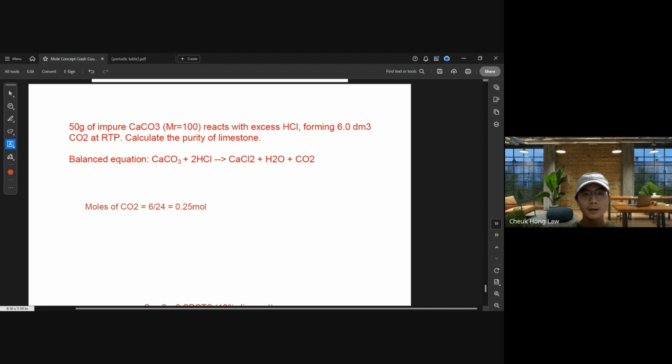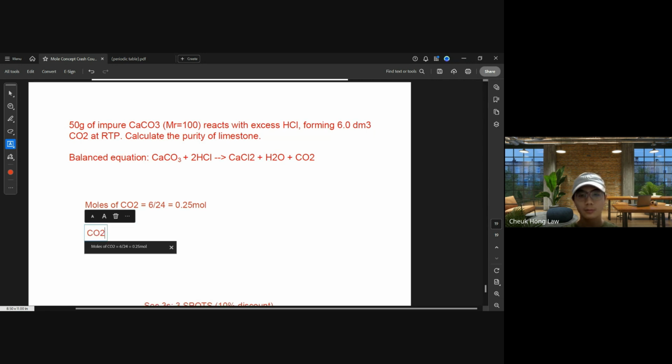Okay. Then now I compare the mole ratio. So I compare between CO2 and calcium carbonate. It's actually 1 to 1. Okay, based on the chemical equation, 1 mole of CaCO3 and 1 mole of CO2. Right. Then what's the actual mole of CO2? 0.25 moles, correct? So for calcium carbonate it is 0.25 moles as well.